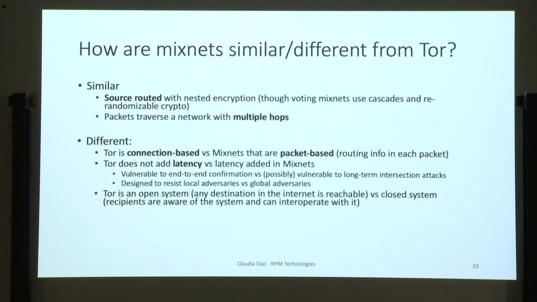And then another important difference is that Tor aims to be an open system. That means that you can use it to connect to websites, whatever systems that are completely unaware of the existence of Tor, and that makes it very challenging. While in mixes, you typically have a closed system, meaning that the recipient also has software that understands the packet format and can perform a decryption and is in a way integrated or interoperable with the system.